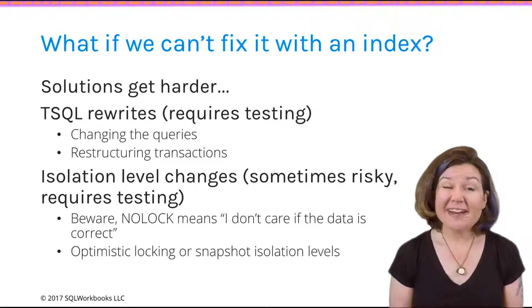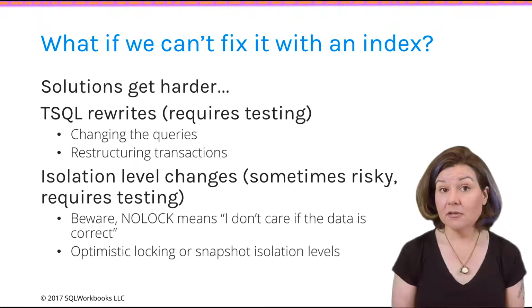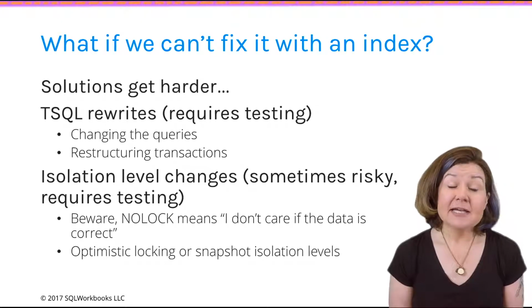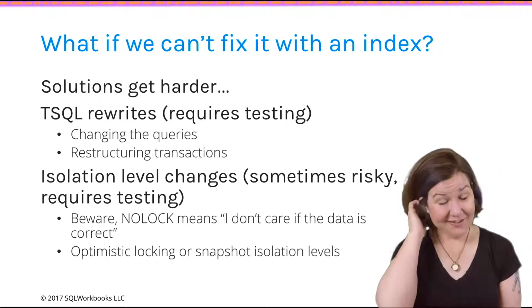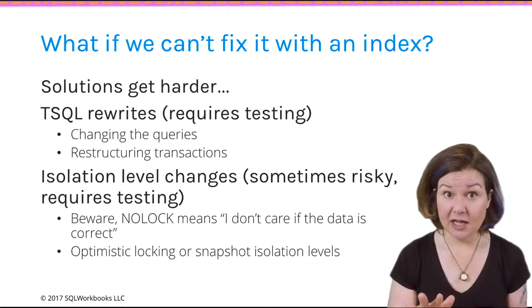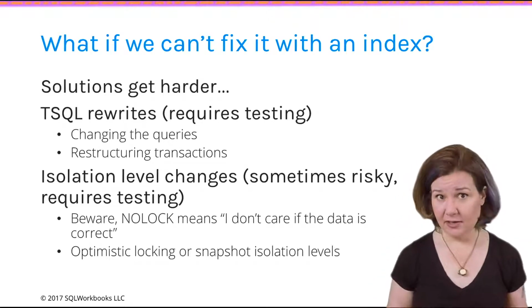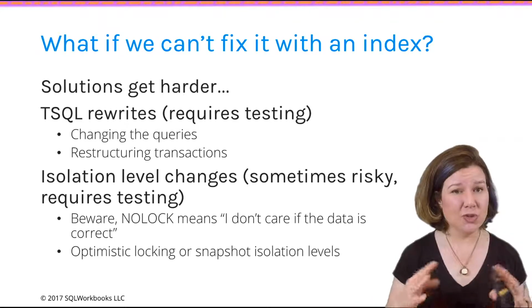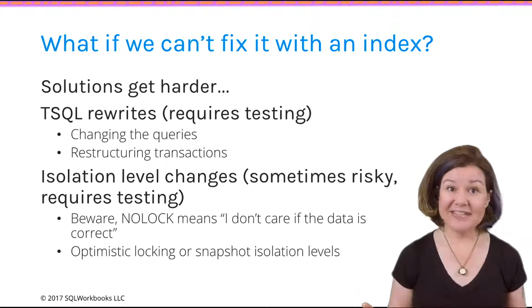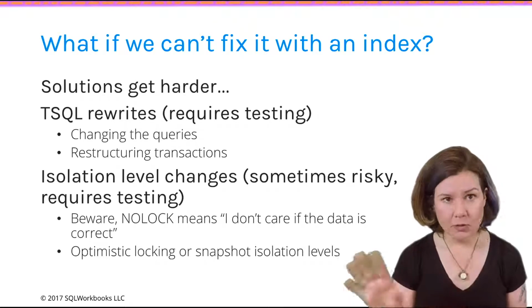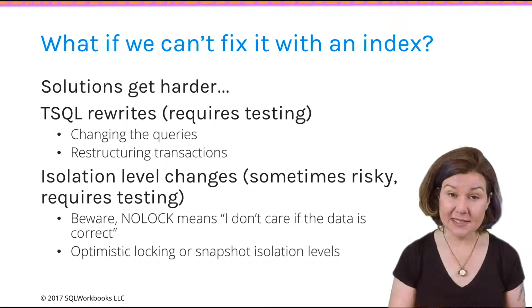Sometimes rewriting the T-SQL can help prevent a deadlock. Sometimes changing the isolation level can help prevent the deadlock from happening as well. I'm not talking about NOLOCK here. I've already mentioned in a past module, NOLOCK means I don't care if the data is correct, and almost always that is not acceptable to the business.